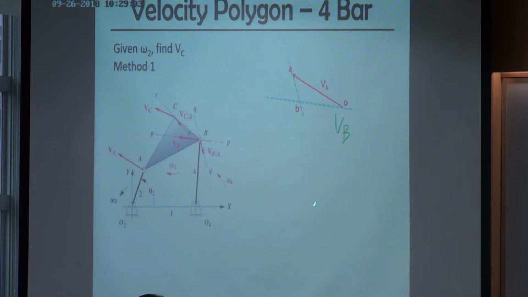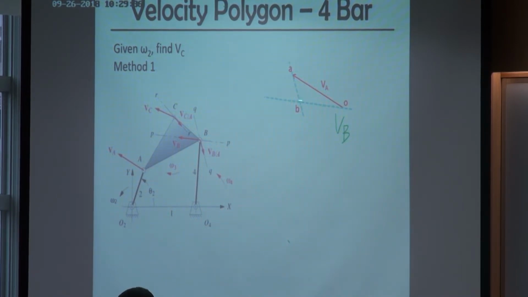Sorry, cell phone. I know point B is pointing either to this direction or the other direction. It's not going to have any component in this direction, because the length is fixed. So the only chance is either to the left or to the right. So we know the direction of VB, so we can just draw a line with unknown length.